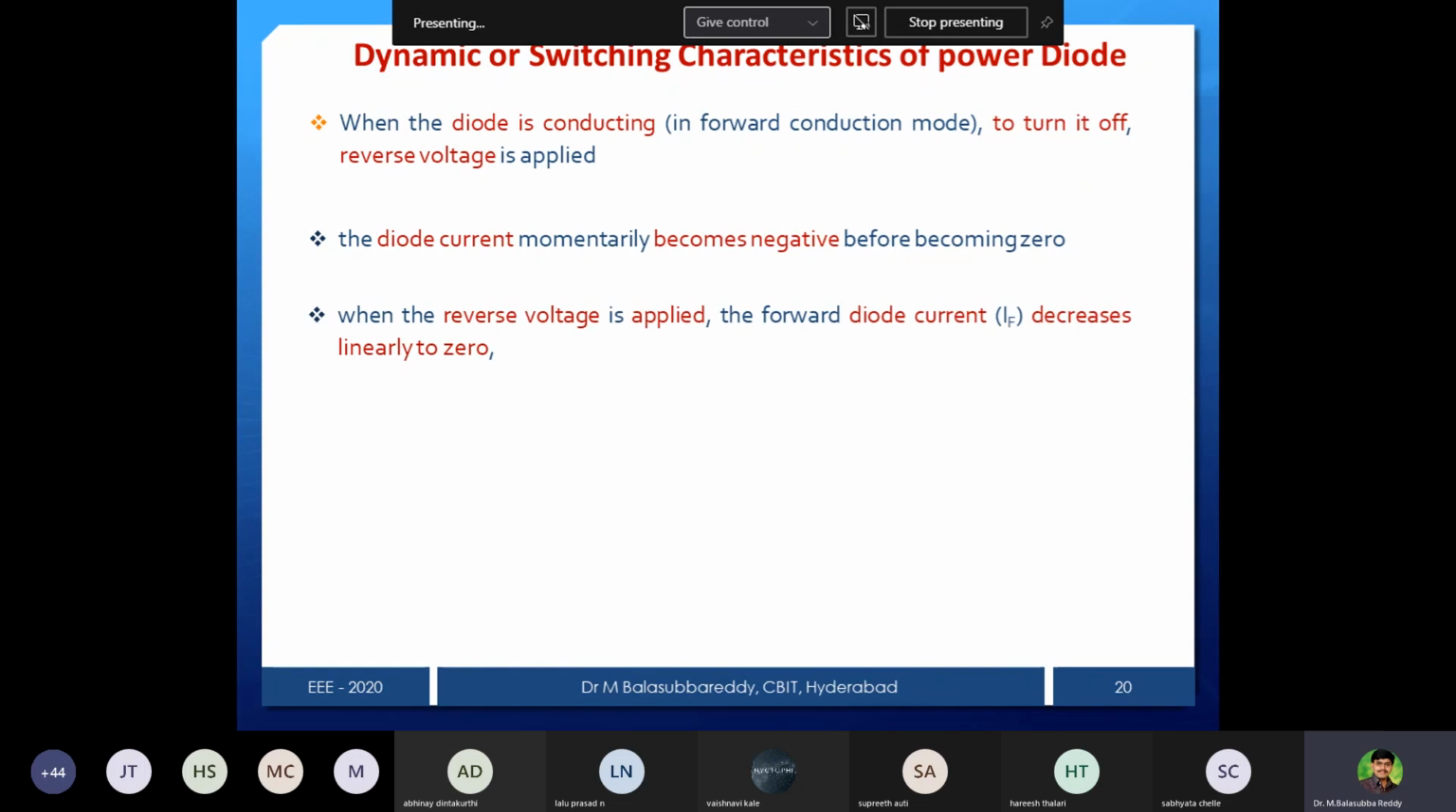When the reverse voltage is applied, the forward diode current decreases linearly to zero. Once the reverse voltage is applied across any device, it is going to trigger, but it is undesirable to operate in the fourth quadrant in the SCR case. That's the reason we generally don't trigger it in quadrant operation.